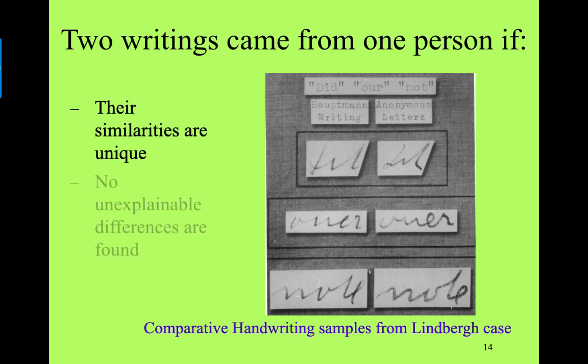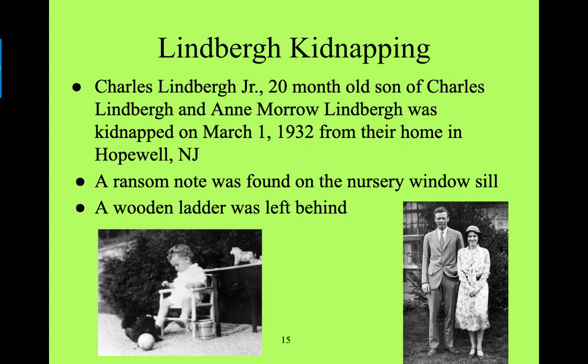So it can be determined that 2 writings came from the same person if they have unique similarities and no unexplainable differences are found. So in the Lindbergh kidnapping case, handwriting analysis played a role. Charles Lindbergh was a very famous American aviator. At the age of 25 in 1927, he gained instantaneous world fame by making the first solo transatlantic flight from New York to Paris. He's credited with many advances in aviation.